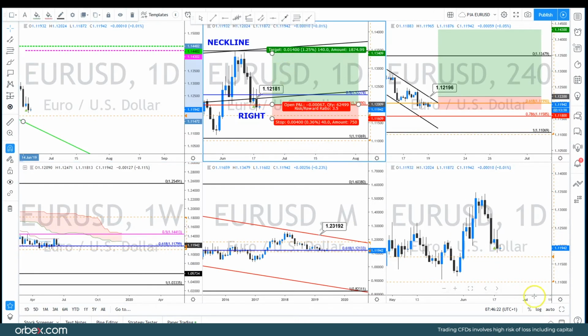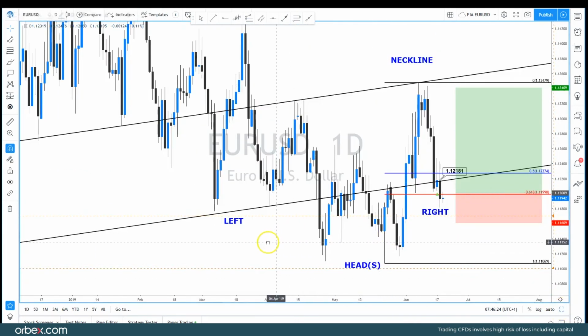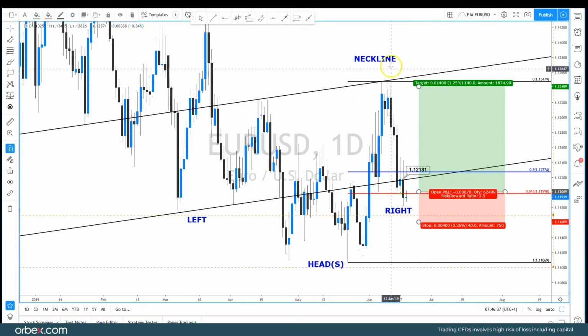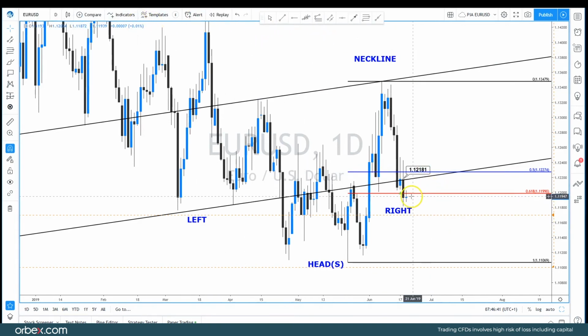If we go to the daily chart, again, different view. Are we forming a bullish reverse head and shoulders pattern? So left shoulder, head, this is a double bottom. This being the neckline up here, and then potentially the right shoulder here, close to 111.99, the 61.8% Fibonacci support level.